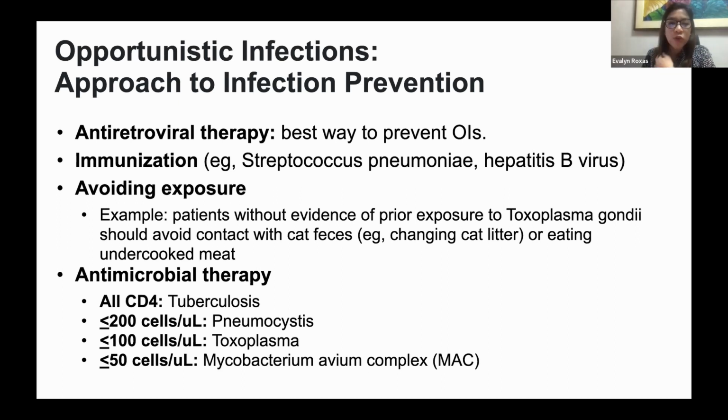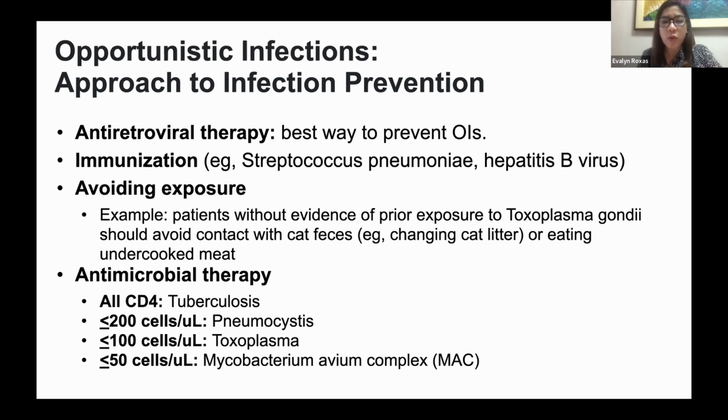It is very important also to advocate immunization. Dr. Kate and Dr. Janice want this too: immunization and vaccination for our patients, not only for prevention of opportunistic infection, but even other infections, like pneumococcal vaccine and hepatitis B vaccine. These are vaccines recommended for our HIV patients. Again, if possible, we avoid exposure. For example, patients without evidence of prior exposure to toxoplasma should avoid contact with possible risk factors like cat feces or eating undercooked meat.